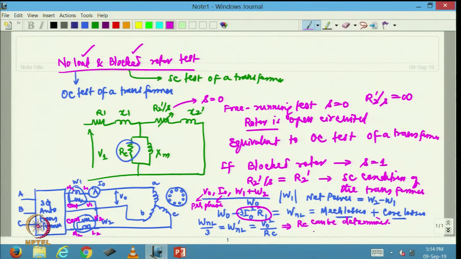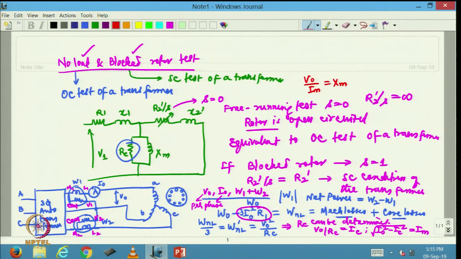Once I determine RC, V0 by RC is my IC, the core loss component of current per phase. I already have I0 with me. So, the square root of I0 square minus IC square will give me Im, which is the magnetizing current. Now, I have Im, and I have V0 with me. So, I should be able to write V0 divided by Im equal to Xm.